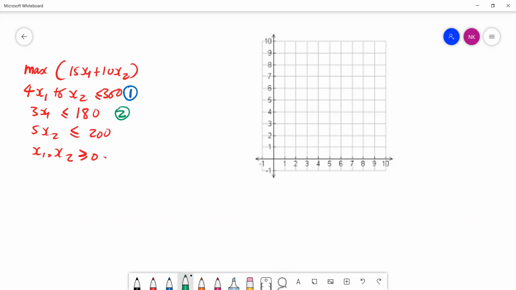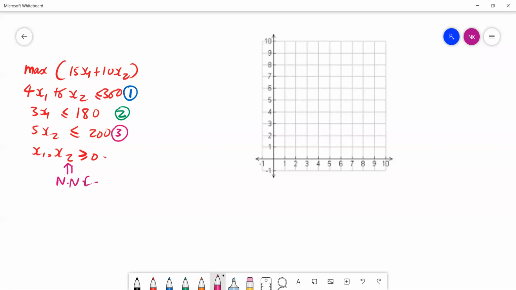And 5x2 less or equal to 200 is my third constraint. And x1 comma x2 greater or equal to 0, that is the non-negative constraint. So we are always dealing in the positive region of x1 and x2. Fine. So let's say all the three lines are plotted over here.